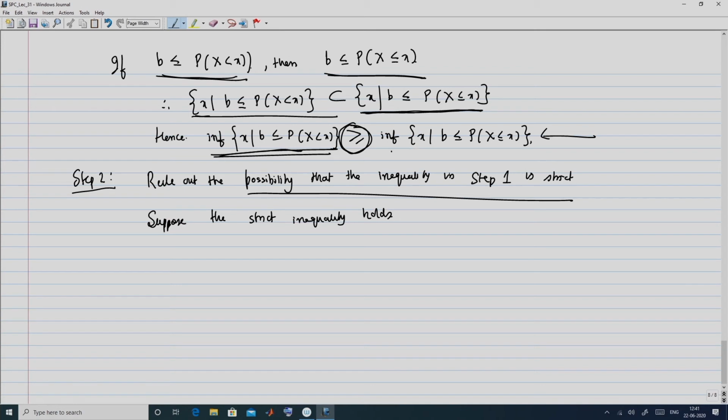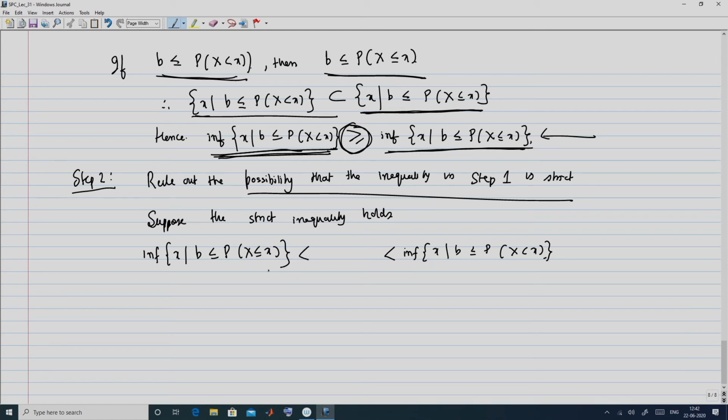So, this means that this is strictly greater than the term on the right hand side. Okay. So, my assumption is that the infimum of x such that b is less than or equal to probability of X strictly less than x, that is this expression on the LHS, is strictly greater than this expression on the RHS, that is the infimum of x such that b is less than or equal to probability of X less than or equal to x. Now, if the strict inequality holds, then between these two numbers, remember these are just real numbers, another real number will exist. So, this means that there will be an x star sandwiched between the two, and this x star would be some real number, because between any two real numbers there is another real number.